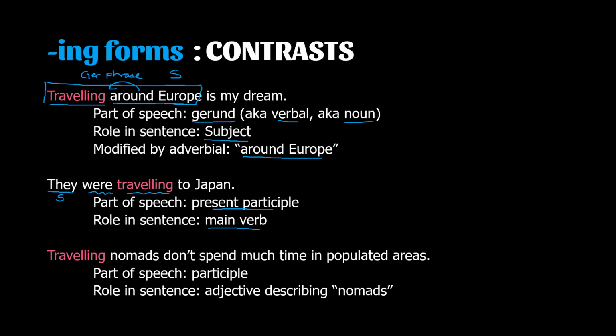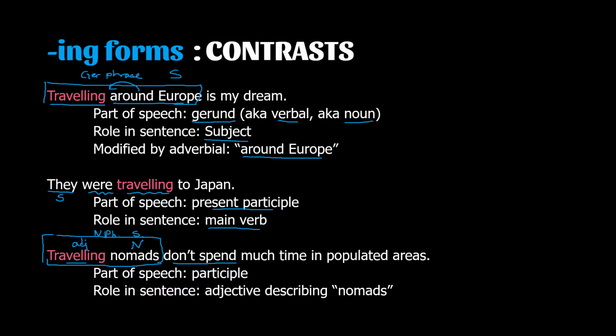Okay, let's look at this one. Traveling nomads don't spend much time in populated areas. This is a little bit different than traveling around Europe. So even though it's the first word, it is not the noun that is spending much time in populated areas. That happens to be the nomads. So traveling nomads is an adjectival role for this present participle. That means that traveling nomads as a group is a noun phrase, and it's the subject of the sentence.